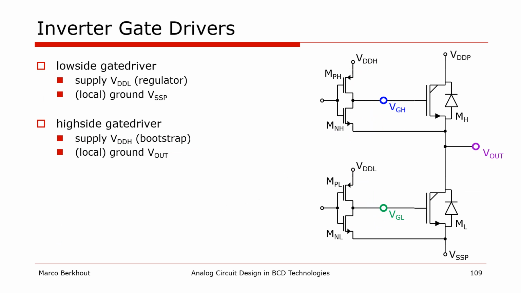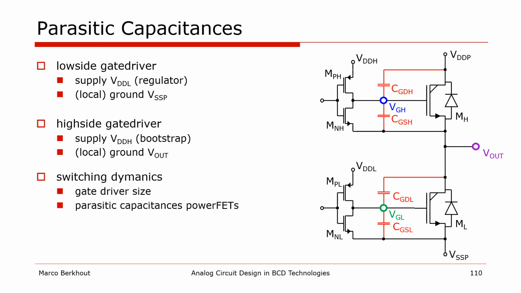The simplest implementation for the gate drivers is with inverters. We will assume that the low side gate driver is supplied from a regulator and the high side from a bootstrap. We are going to use this 6 transistor half bridge to analyze the dynamics of an output transition. We will use this analysis to figure out the proper sizing of the gate driver transistors. And for that we need to include the parasitic capacitors of the power FETs.